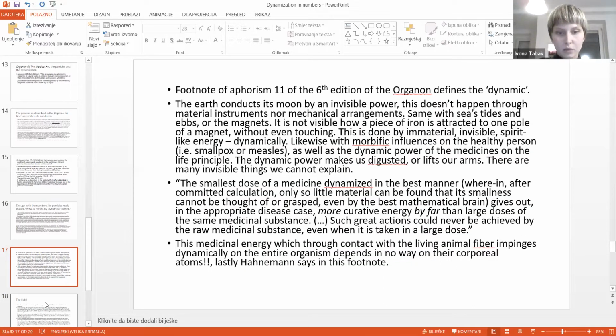Oh yeah, and the most important part, in my opinion, is the footnote of aphorism 11 of the 6th edition of the Organon, where he defines what is actually dynamic. So we all know, I hope, he compares the dynamic power, for example, to the moon rotating around the Earth's orbit. This is not done by mechanical arrangements, he says. The sea tides, the ebbs, the magnets, the piece of iron being attracted to a pole of a magnet. We've all learned this in school.